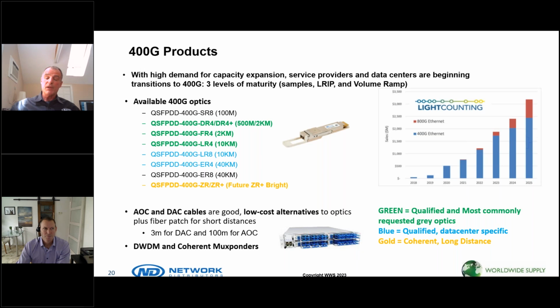So what I'm seeing now is a lot of people are in the wait and see mode on the 400 gig ZR Plus, and those are saying we'll need it in 2024, 2025, but we want to start sampling this year. So what have we done?